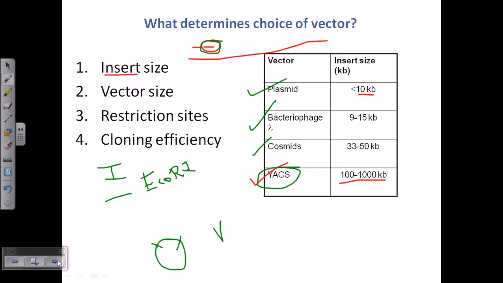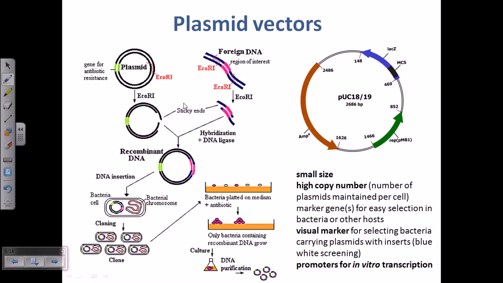Bacteriophage, then finally to YACs or BACs. Now let's first talk about the plasmid vectors. So this is the first one of our interest, plasmid vector. Now, plasmid vectors are very small in size.